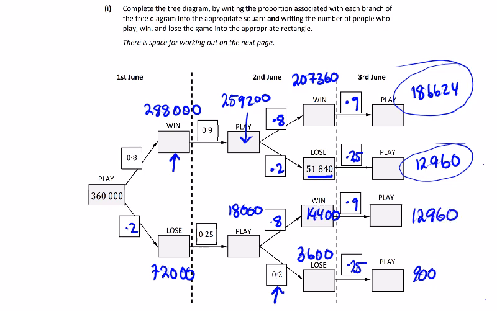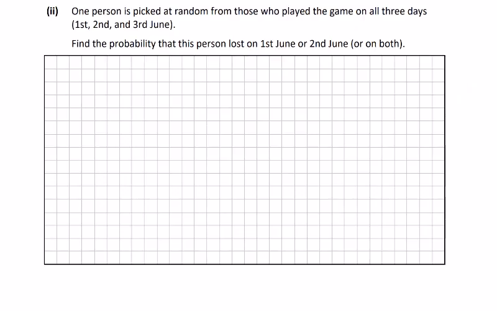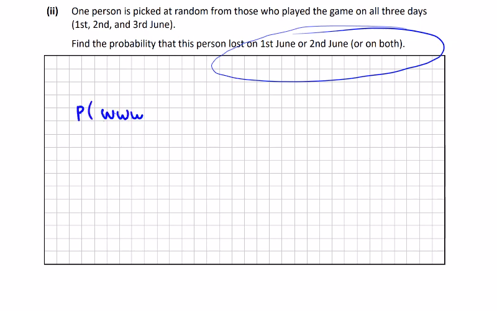And then it does ask us a final question here. One person is picked at random from those who played the game in all 3. Find the probability that they lost on the first or the second or both. Okay, well that means the probability that they won all 3 days. Everyone else will fit into a category where they didn't win all 3. So if we do 1 minus the probability of the win-win-win, we should get to our answer.